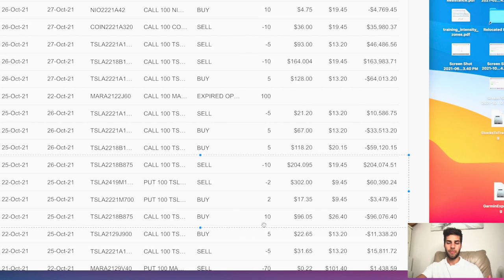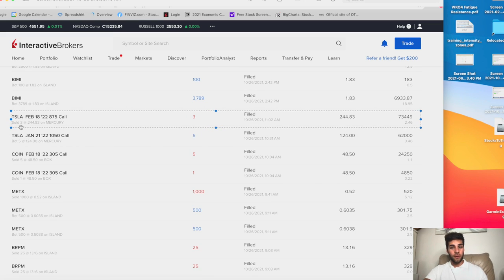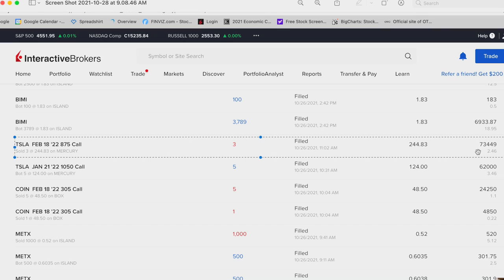1,040 on the Monday. Here was October 22nd when I bought three other calls. Remember I said 13 total contracts I bought? These ones got filled at 98. And then we sold those a few days later when the stock hit 1,060, and we sold those for 244.80 for the three, closing out those for 73,000 from 29,000.